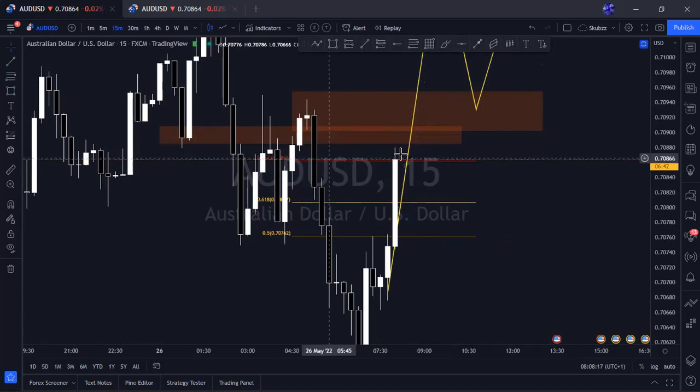Price is already around there, and it has not actually closed above, but it's pushing above and coming back inside. So let's just watch out and see. Let's see how it goes.